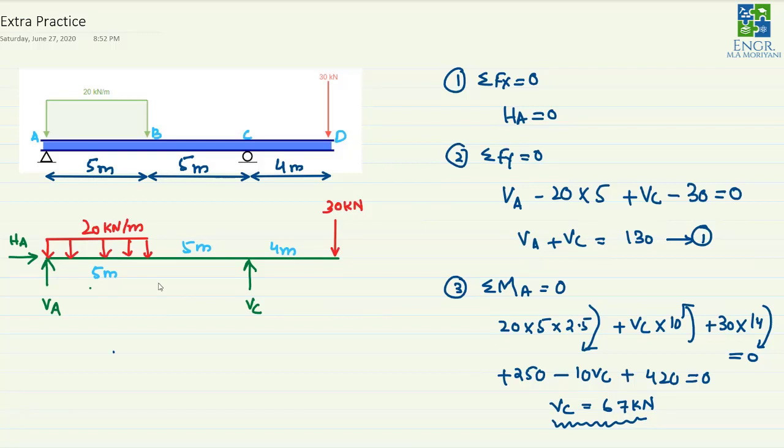number 1, so Va will be equal to 130 minus 67. So Va will be equal to 63 kilonewtons. So in this way we got the values of support reactions.